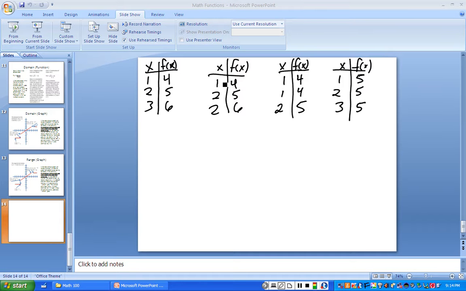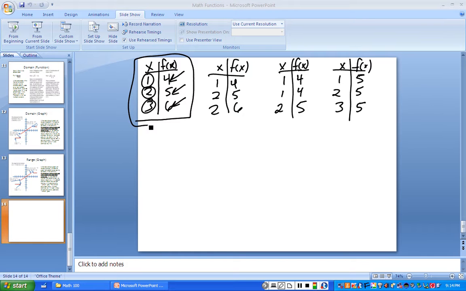So when we're looking at these 4 different tables, what this first table is telling me is there is some function, and we don't care what the particular function is. It just says that when I plug in 1, I get an answer of 4. When I plug 2 into the function, I get an answer of 5. And when I plug in 3, I get an answer of 6. So 1 gives a 4, 2 gives a 5, and 3 gives a 6 for an answer.